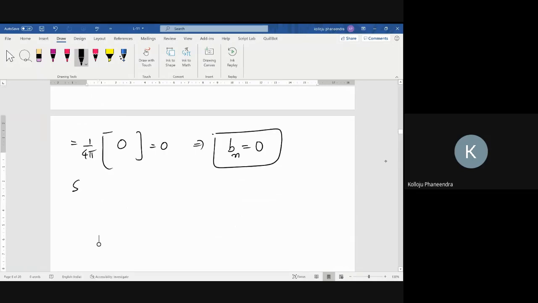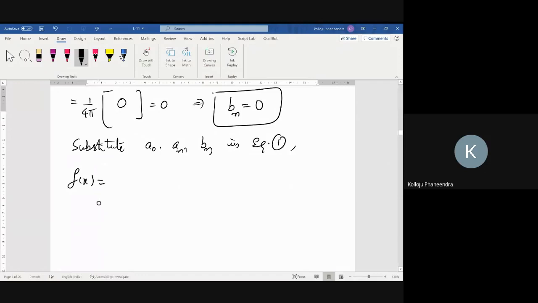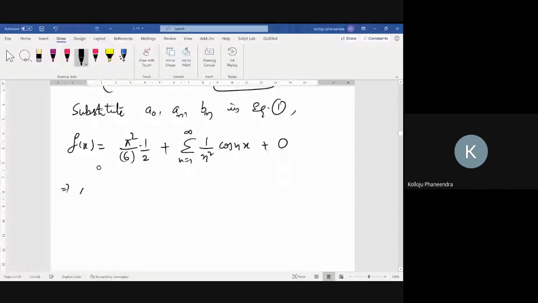Substitute a0, an, bn in equation 1. What is equation 1? F of x equal to, what is the a0 value? I think pi square by 6. A0 value is pi square by 6, a0 by 2 plus summation n equal to 1 to infinity. What is the an value? 1 by n square cos nx, and bn value is 0. So this is equal to pi minus x whole square by 4 equals pi square by 12 plus summation n equal to 1 to infinity cos nx by n square.